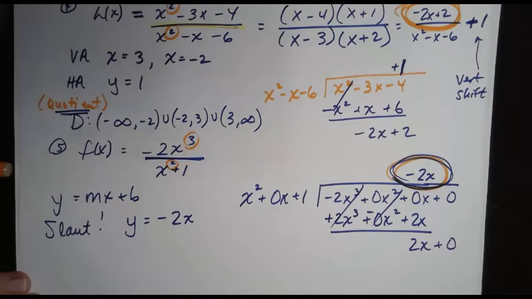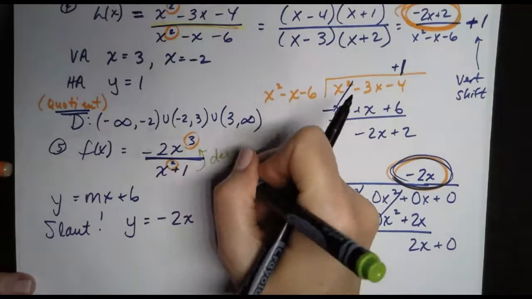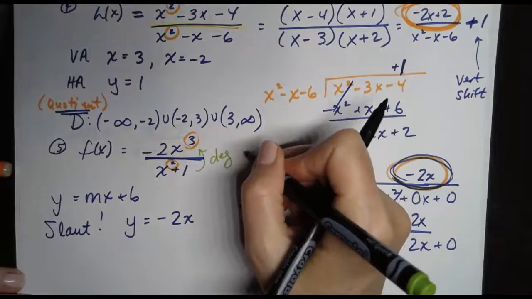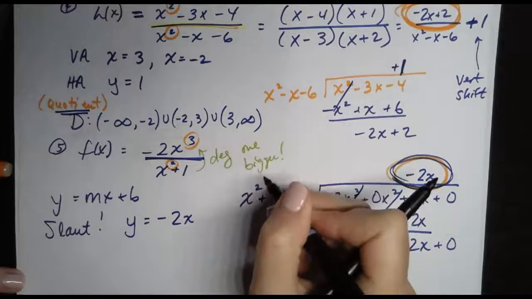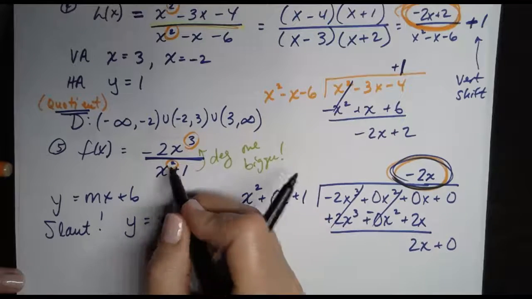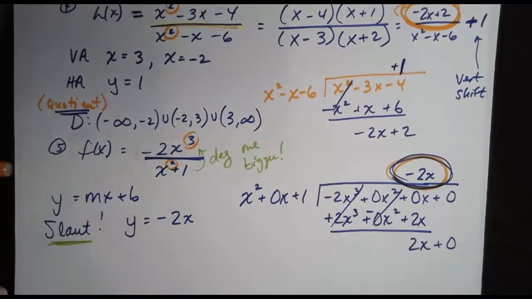And how do I know I'm going to have a slant? Because the degree of my numerator is just one bigger, only one bigger. The degree of the numerator being one bigger will always yield a slant asymptote.